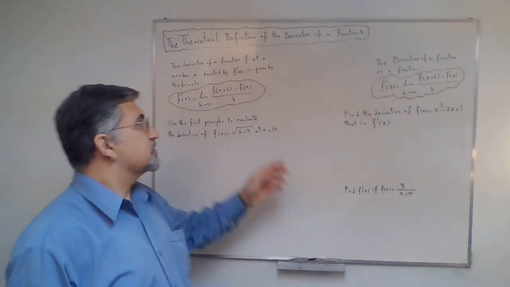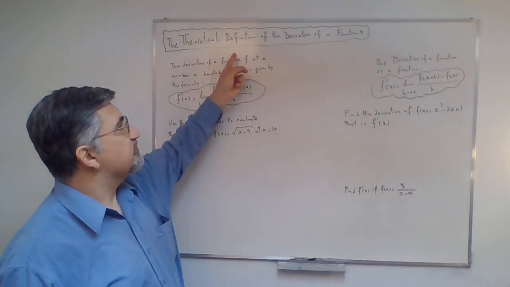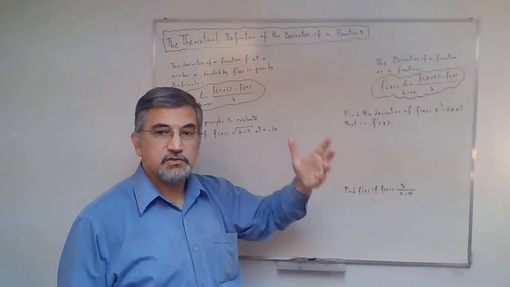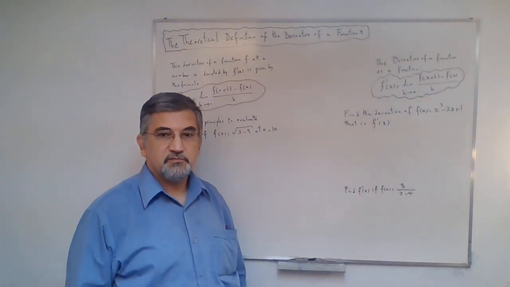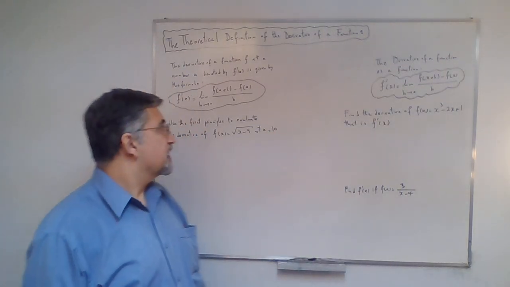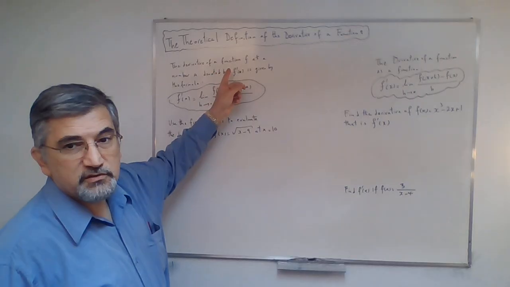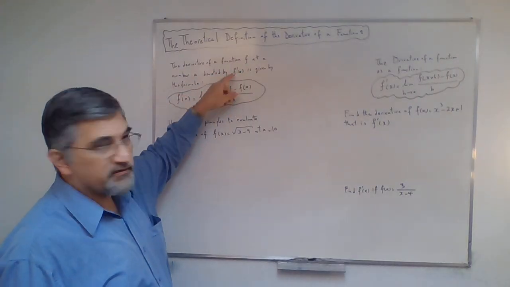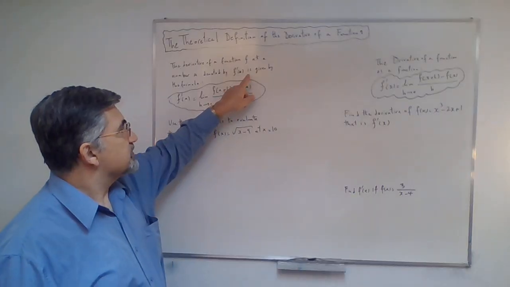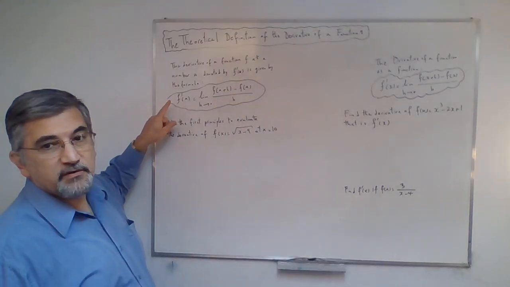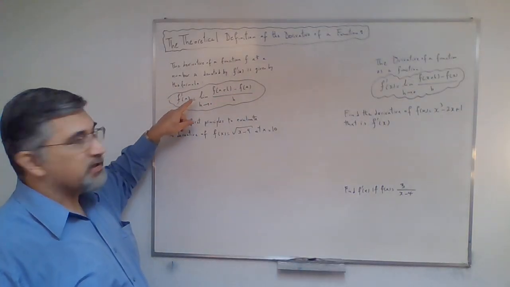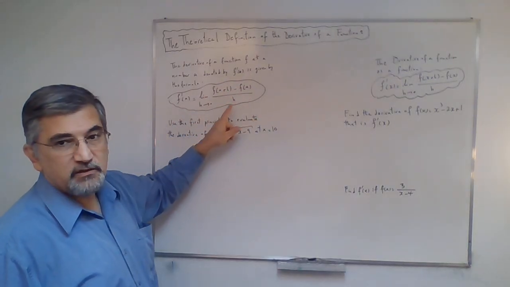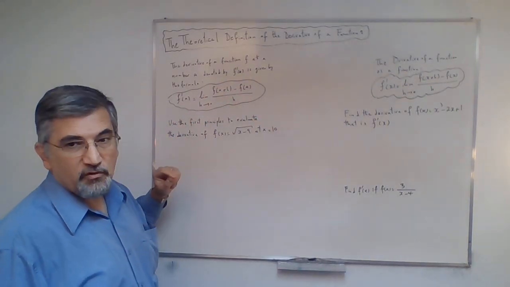In this lecture we want to talk about the theoretical definition of the derivative of a function. This is the first time we want to talk about something called derivative. The derivative of a function f at a number a, denoted by f prime of a, is given by the formula f prime of a equals the limit of this quotient, f at a plus h minus f at a, over h when h approaches 0.